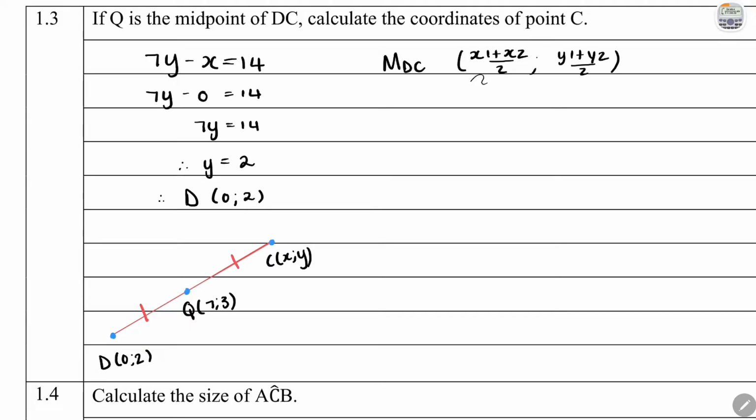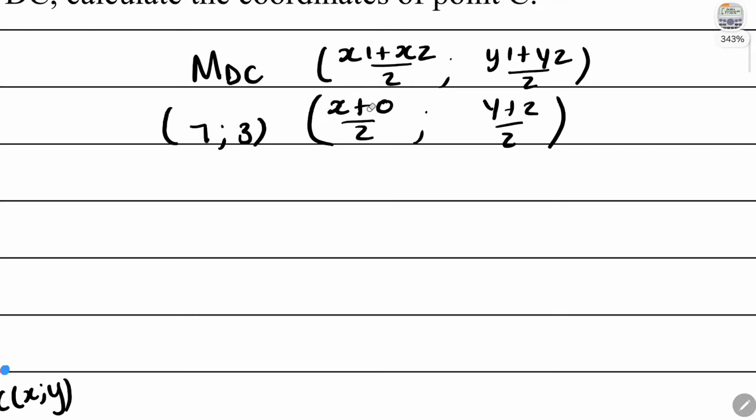So we can say that that is going to be x plus the other x value, 0, over 2, and then y plus 2 over 2. Now we're saying that this calculation of the midpoint should give us, if we knew what x and y were, the midpoint of Q. So we already have that midpoint. We can say that it is (7, 3). And so these are equal. This is the calculation, and this is the actual midpoint.